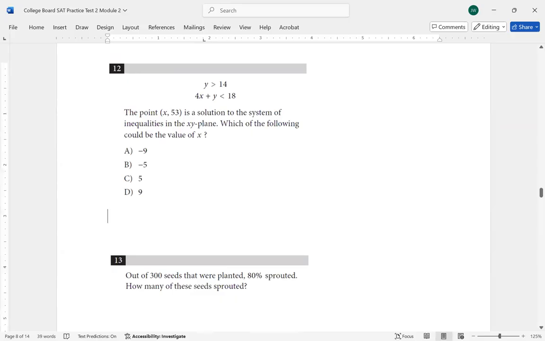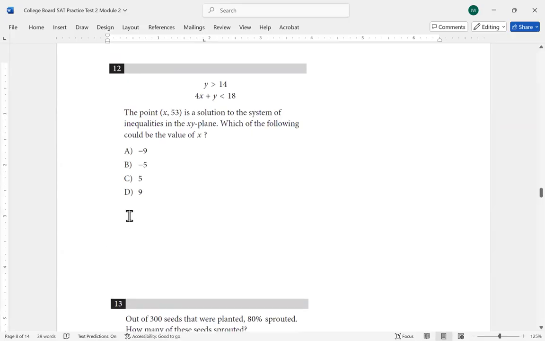Problem number 12 gives two inequalities. It says the point x comma 53 is a solution to the system of inequalities in the xy plane. Which of the following could be the value of x? Now, I want to point out that this means we can plug in that point into both inequalities and get a true statement. Now, for the first inequality, we'd end up with 53 is greater than 14. That's going to work no matter what value x is. So regardless of the value of x, this first inequality will be satisfied.